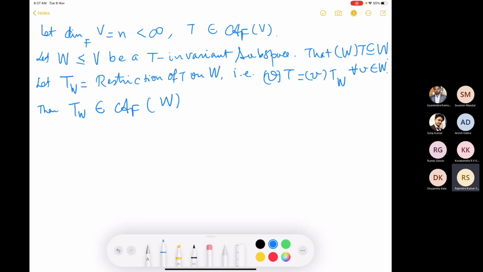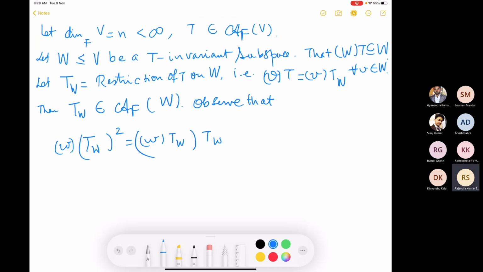Now what more we can see here is that if you take T_W square and observe that T_W square on every element w in W is w T_W T_W. Because W is T invariant, wT_W is in W, so it is again w T under T. And this is the same as wTT, which is the same as w T square.